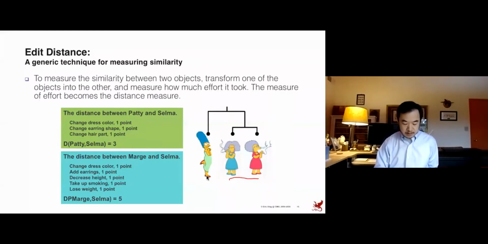You can change the earring. It's a little bit harder to see, but they do wear different earrings. And the hairstyle needs to be changed as well. Those 3 steps turn Patty into Shima. Okay. And then, to get to this point, another lady would need even more editing, including changing the heights and the body weights and so forth.